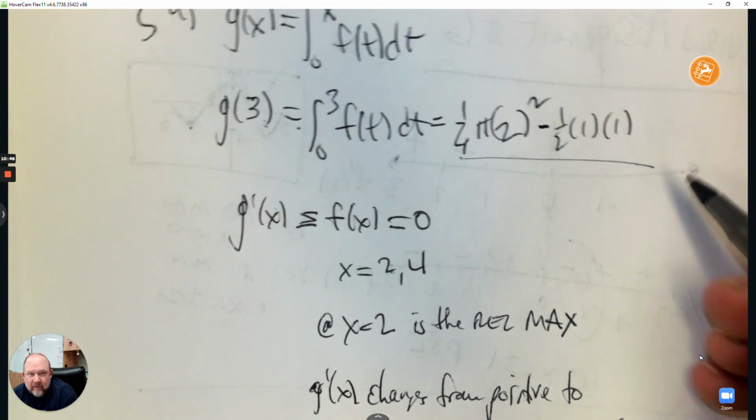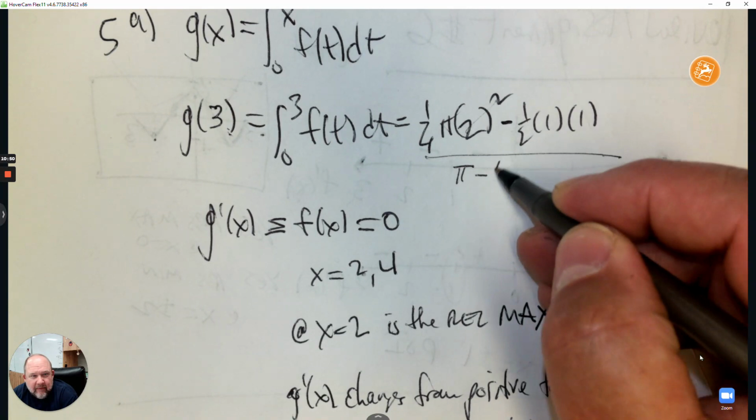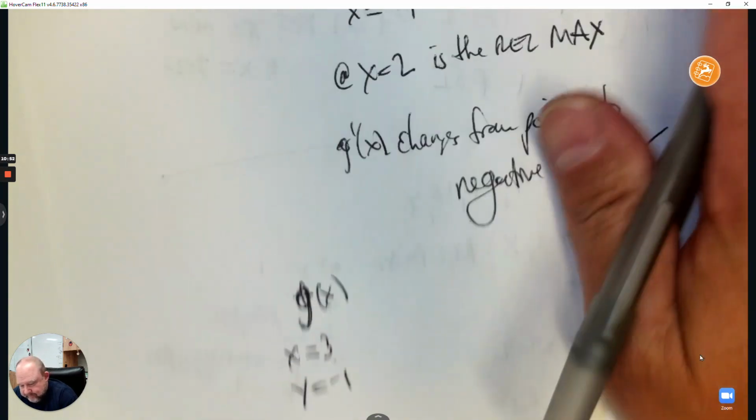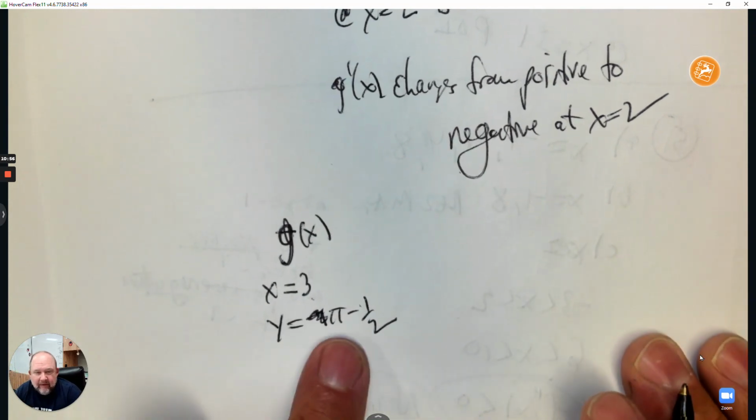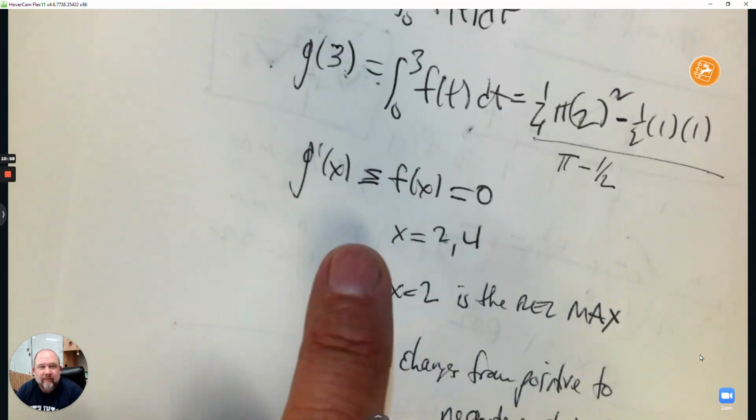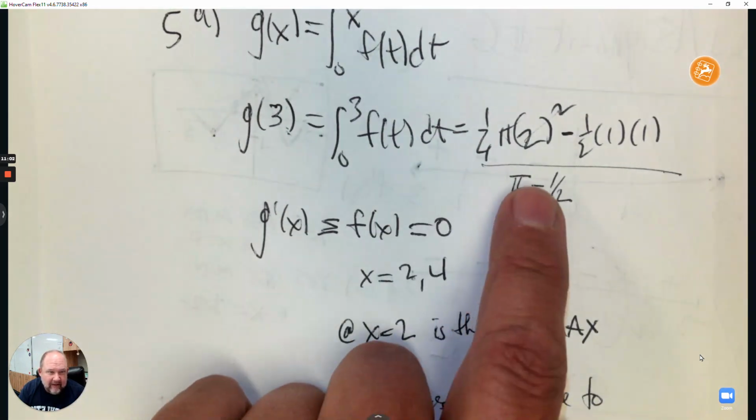This is the y value there. So 4 take away a quarter, that's pi minus a half. Oh, I need that. So this is pi minus a half. That's the y coordinate. So g at 3 equals this. We found that from up here. That's common with these AP exams. You've got to go back and take an answer you did already.